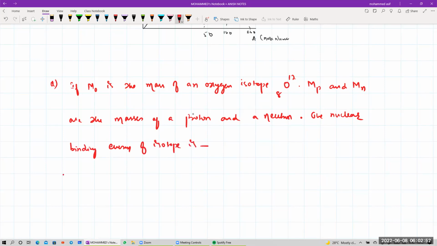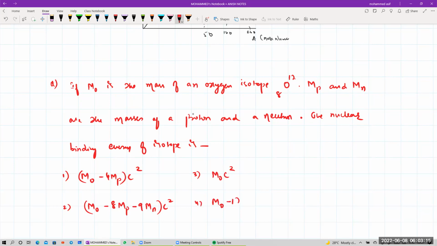First read the question carefully. Options given are: M0 minus 4 times the mass of proton into C square. Second option is M0 minus 8 times the mass of proton minus 9 times the mass of neutron into C square. The third option is M0 into C square. And the fourth option is M0 minus 17 times the mass of neutron into C square.